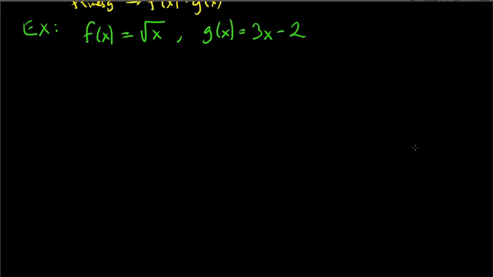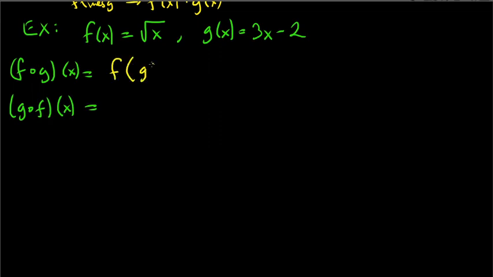Okay, so let's find f composed with g of x. And while we're at it, we can go the other way and do g of f of x. Just go backwards. First of all, let's write down what this means. It means we're taking f of g of x.